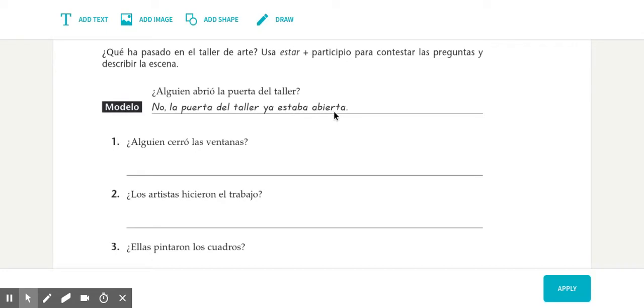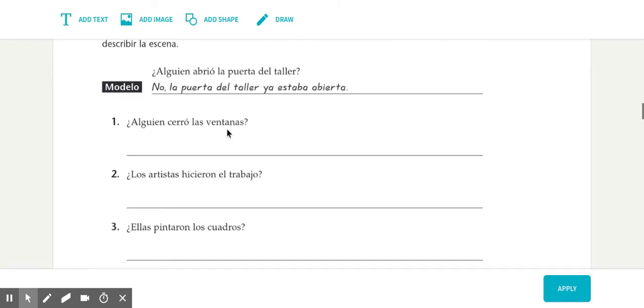So it's like the present tense, but you're just using estaba for the past tense. So número uno, ¿alguien cerró las ventanas? Did somebody close the windows? So you're going to say, no, they were already closed.